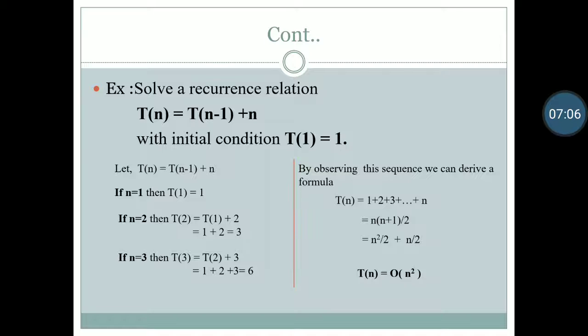Just remember that we can solve any type of recurrence relation by the substitution method, meaning we can solve any type of recurrence relation by the forward substitution and backward substitution methods. In future we will see a method that will not solve all types of recurrence relation.